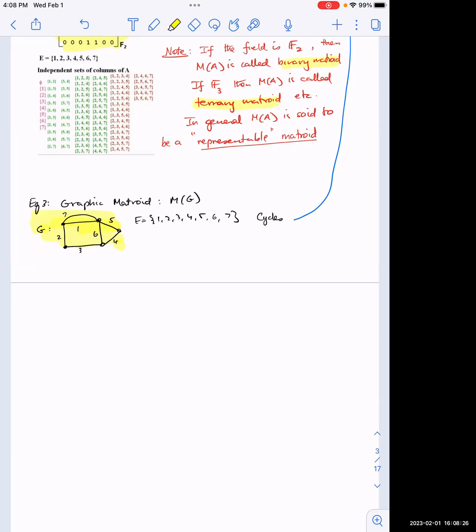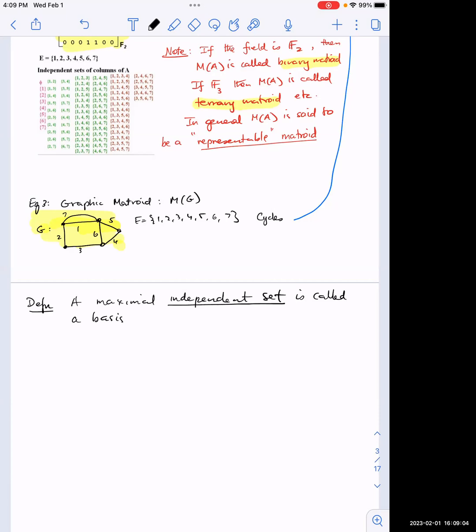So now let's do some more axioms. We did the minimal dependent set, which was a circuit. So now let's do the maximal set. A maximal independent set is called a basis. I may have said dependent by mistake, it's independent, okay? A maximal independent set is called a basis.